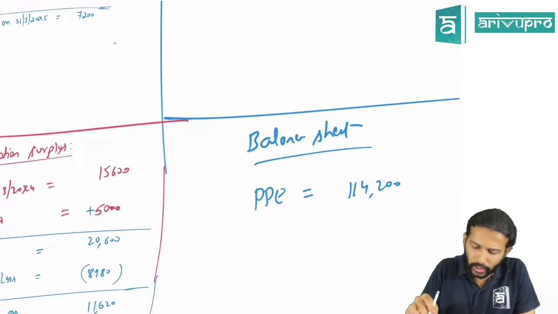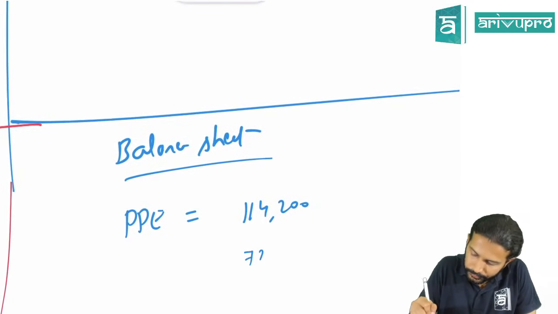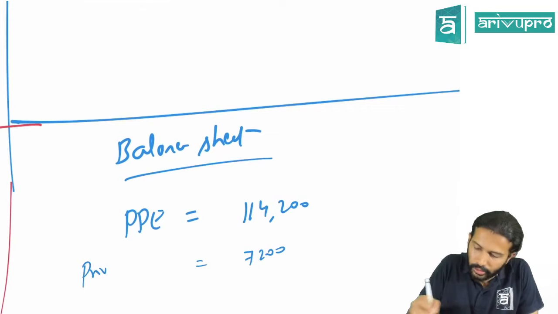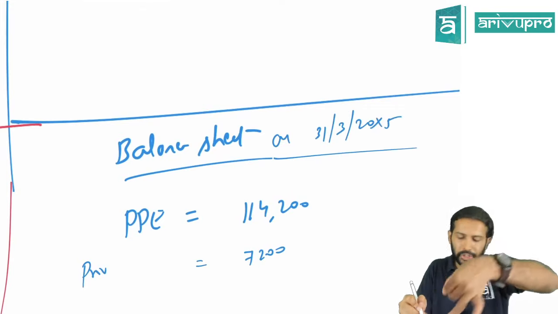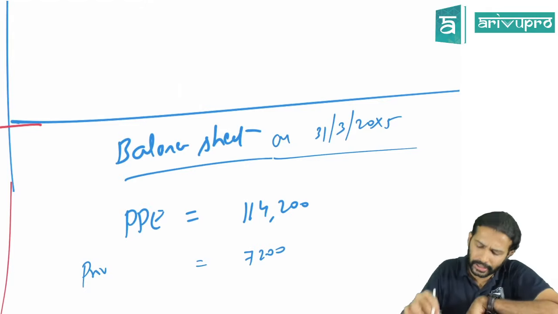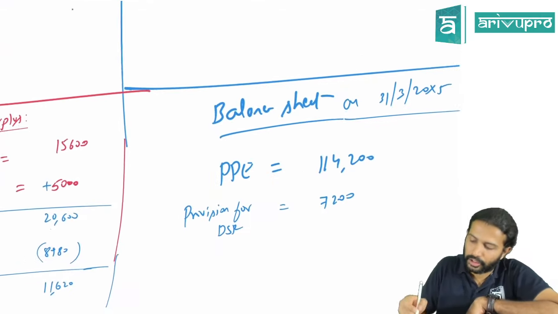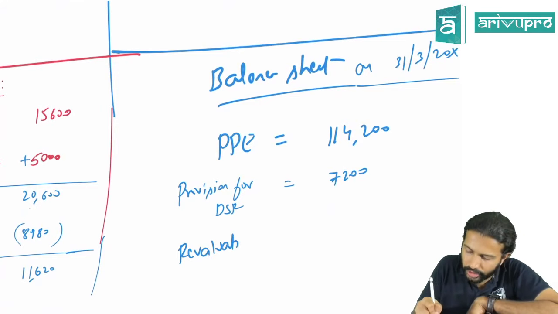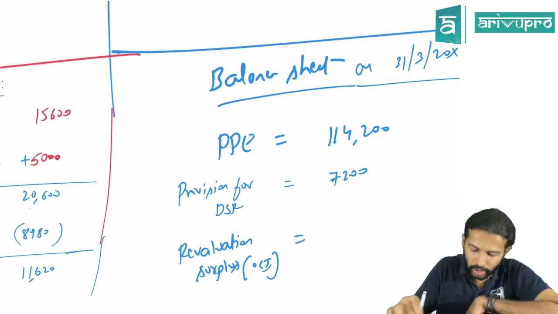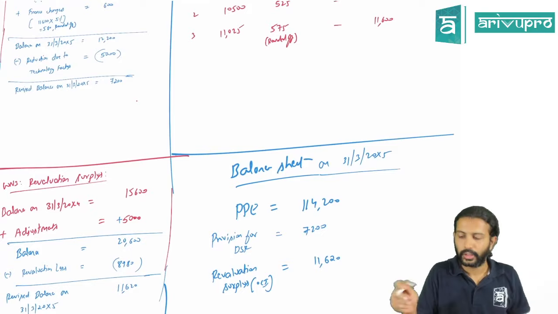Okay. Then you will have provision for DSR. Provision for DSR will come at 7,200. In fact, I'm showing you the balance sheet on 31st March 20x5. Yeah? That day, if you prepare the balance sheet, these components will get shown in the balance sheet at this particular value. So provision for DSR will have a balance of 7,200. Lastly, you will have under other equity, you will have a revaluation surplus. Revaluation surplus OCI. That will be shown at 11,620 rupees. Okay. This is the funda.